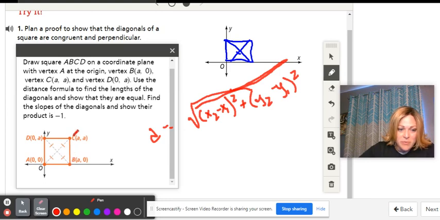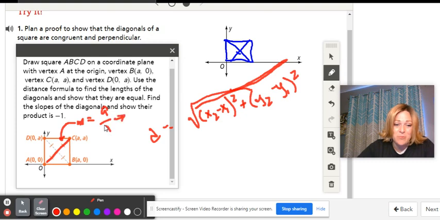So if I look from this point, B, C, that rise, I look at the y values, it's just a, because a minus 0 is just a. And then I look at the x values, a minus 0 is just a. So I have a over a. Oh, my slope is 1 right here. M equals a over a, which is just 1.